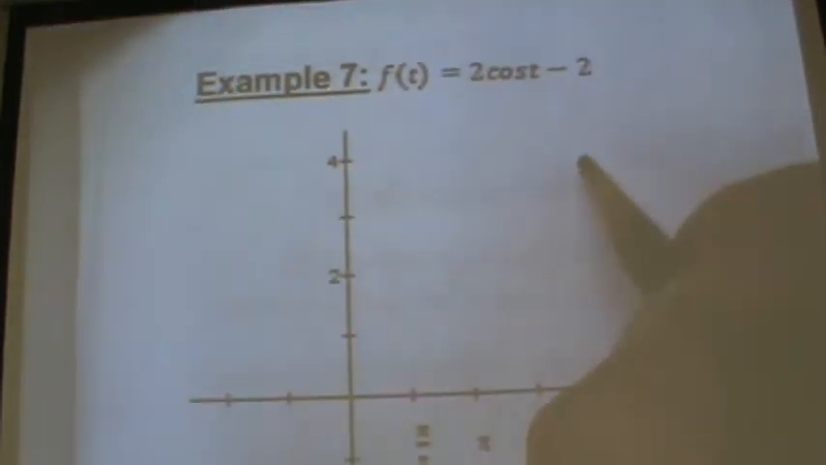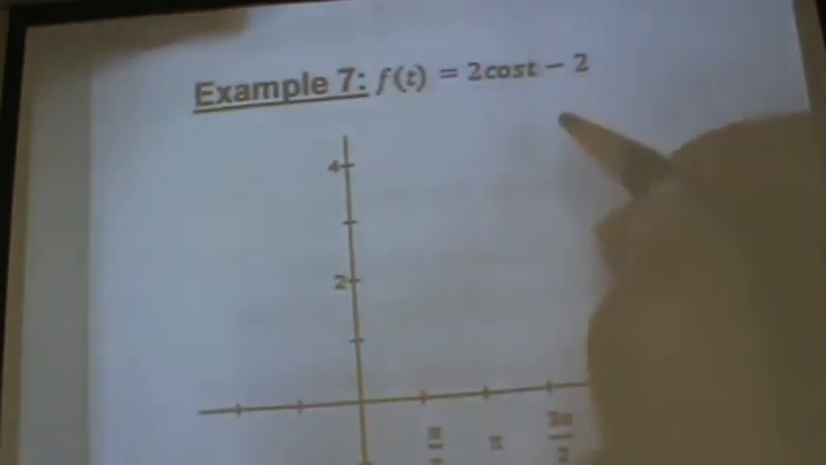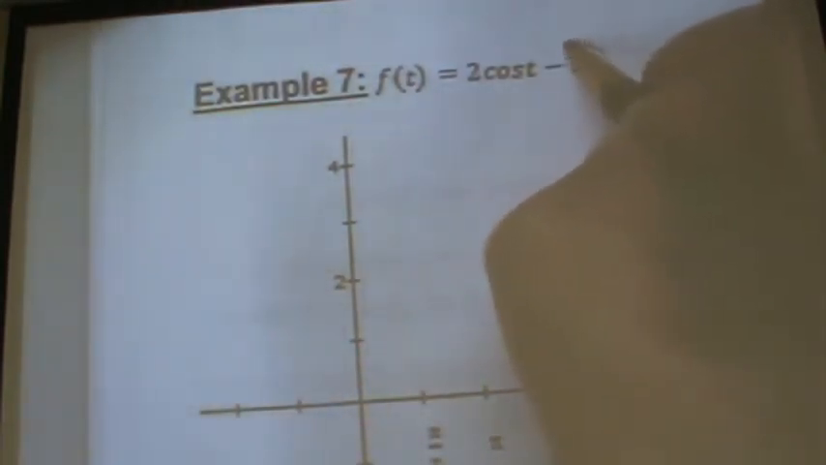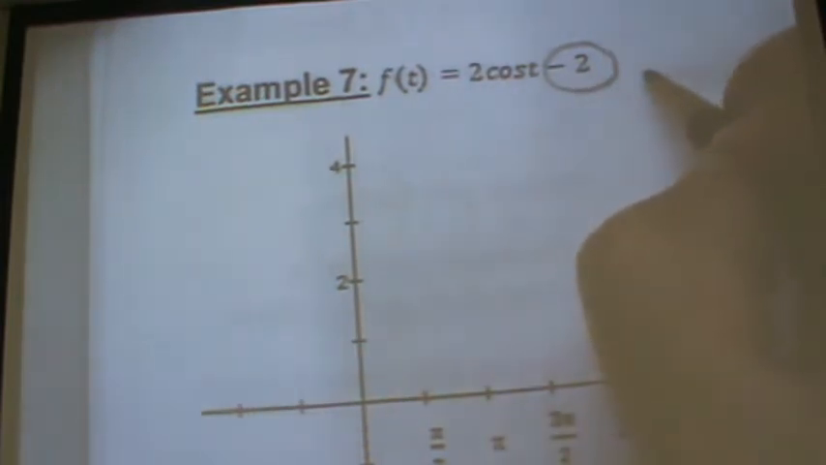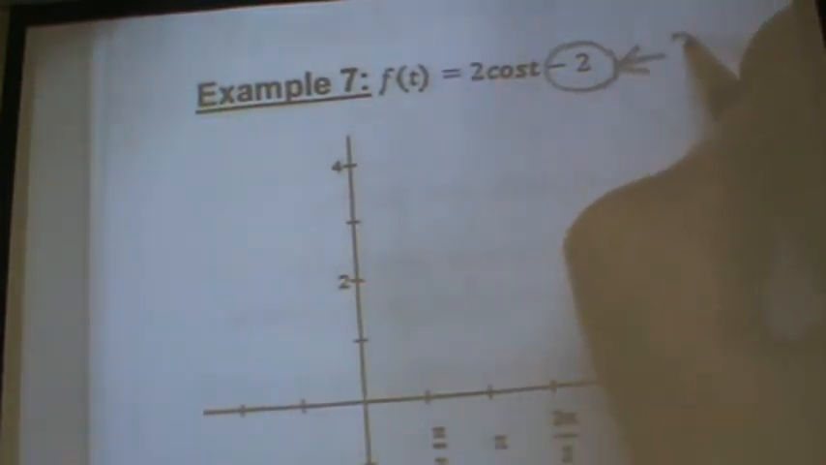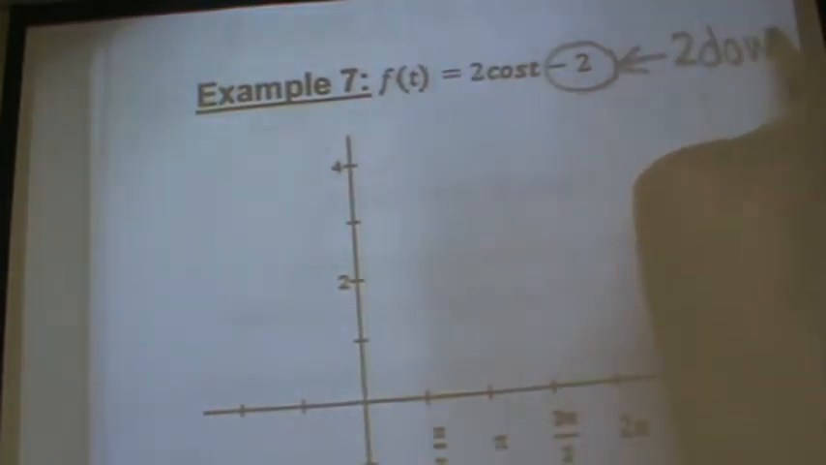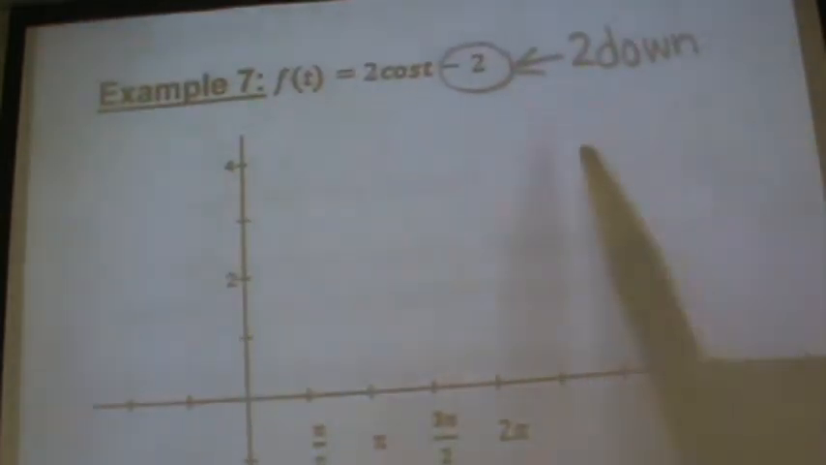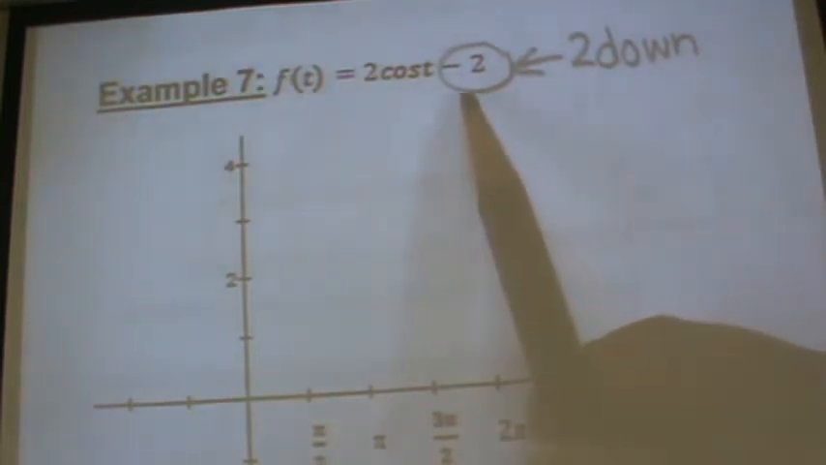Okay, so see if you could do this one. Example 7. Where did I say to start off? At the vertical shift. Check that, vertical shift. It's 2 down. Everyone got that? 2 down. So why do I have a dotted line here? Because it becomes a new x-axis. Because that's where you're gonna start.